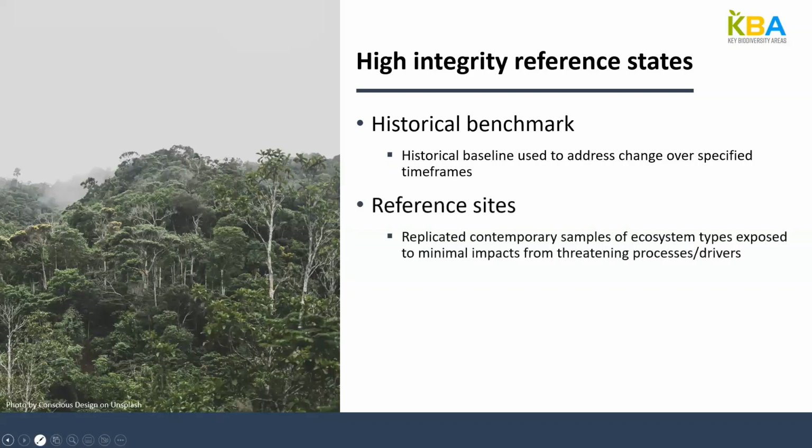You can also use reference sites, and these refer to sites that may have been replicated more recently to highlight ecosystems that face minimal threatening processes or drivers. So these sites would basically lack the threatening processes, such as mining, large-scale fishing, and implementation of methods of fire suppression, or just industrial agriculture as well.